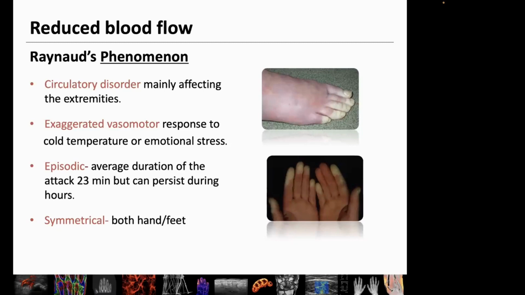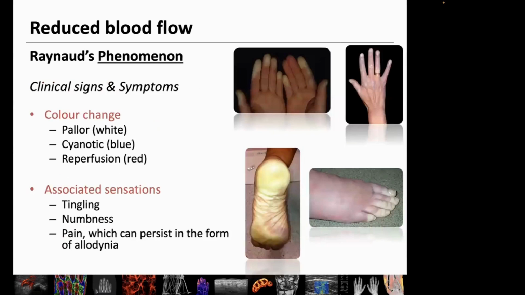Basically, it could be because there is nerve entrapment and so on. So you also need to check if it only affected one hand. Right, so how the Raynaud's presents, you all know it, there is a change in color.